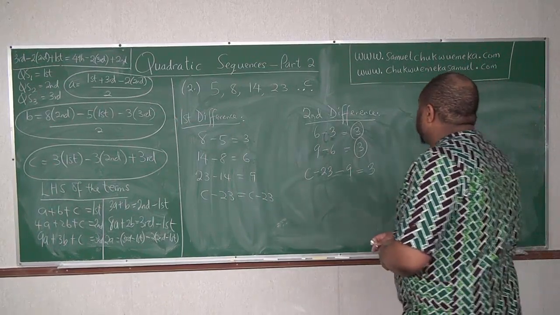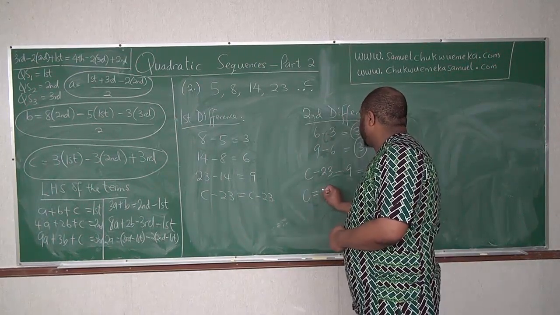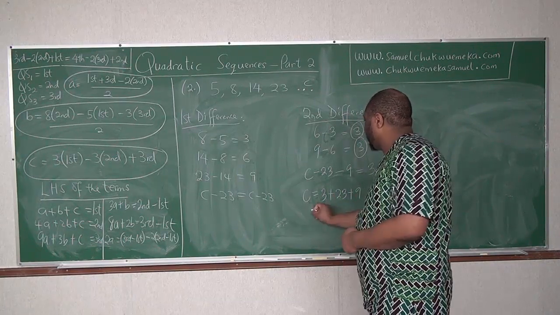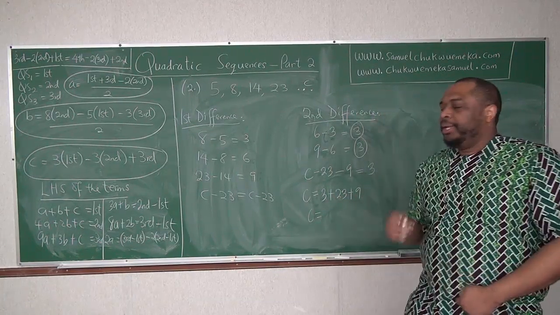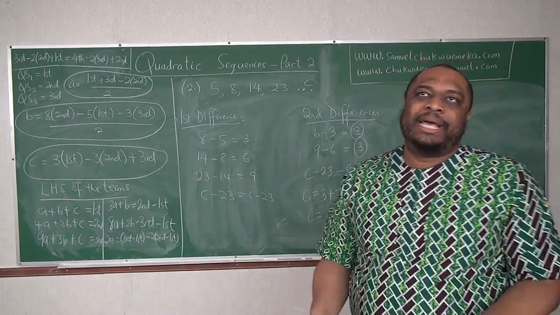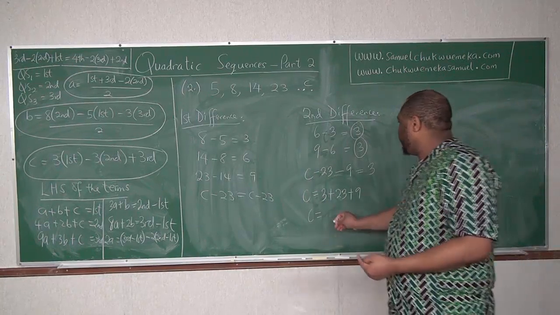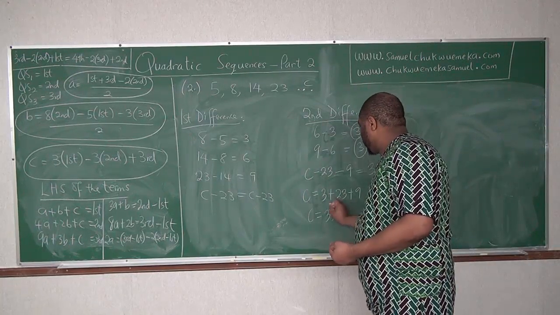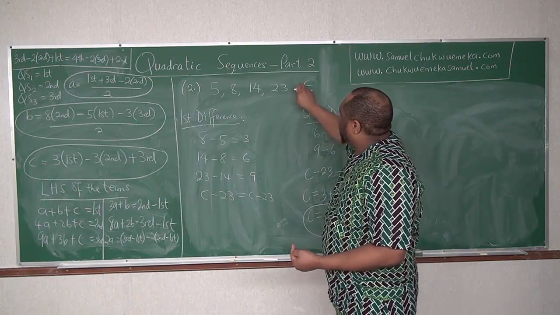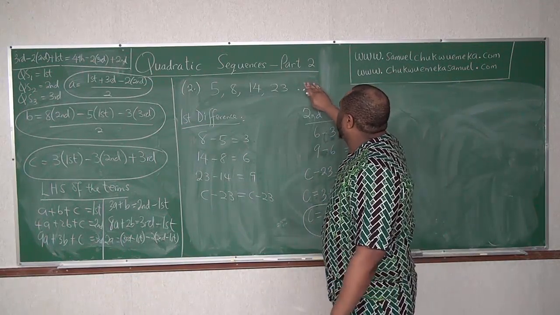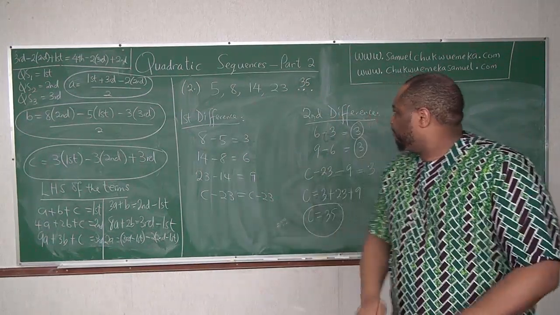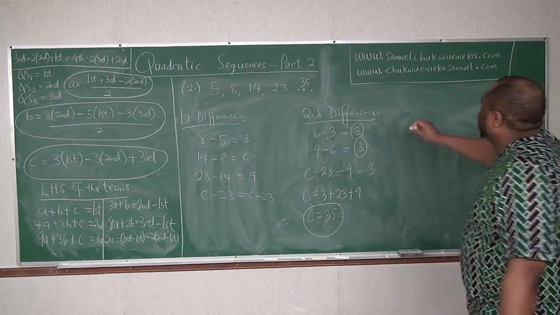So C is equal to 3 plus 23 plus 9. So 3 plus 23 is 26. 26 plus 9 is 35. So the next term is 35. That's it.